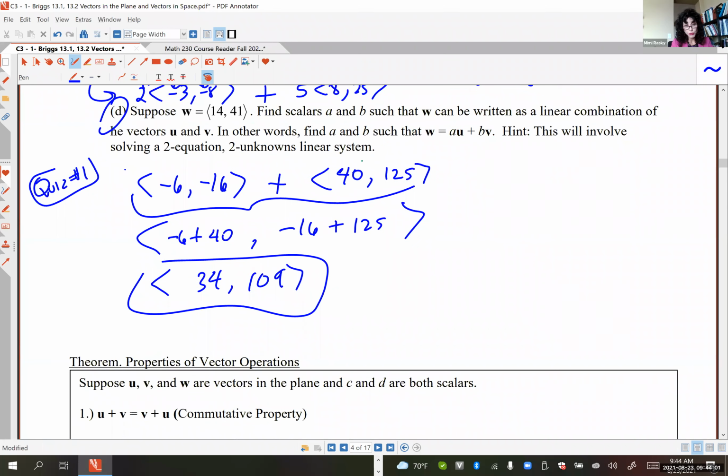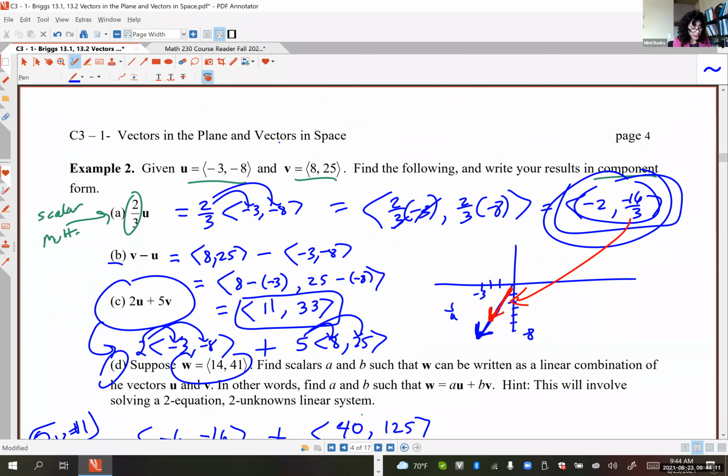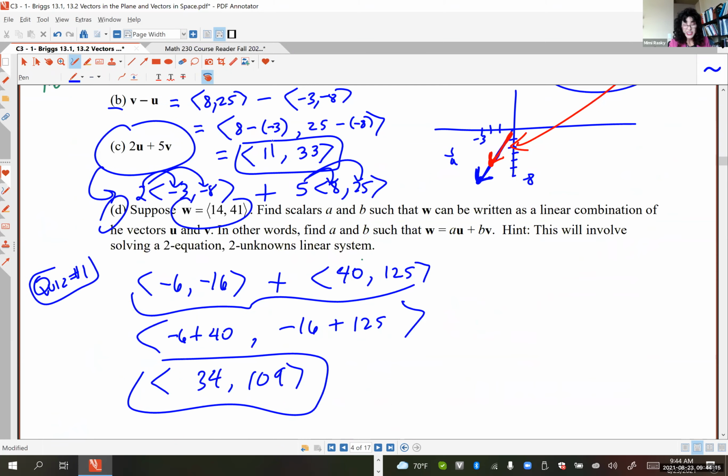So how does this operate here? They're giving you a vector W. Like, there's W. Okay, fine. And you already know what U and V are because they gave you U and V already. Okay, so you know all 3 vectors. So what do they want?